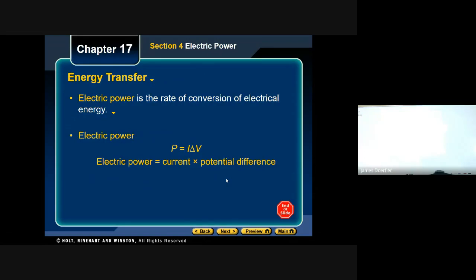Now, electric power is the rate of conversion of electrical energy. In order to calculate that, electric power, which is measured in watts, is equal to current times potential difference. P equals I times delta V.